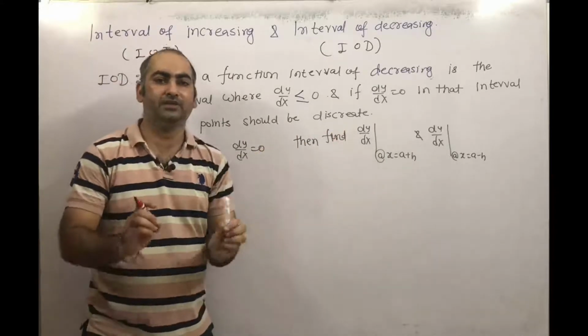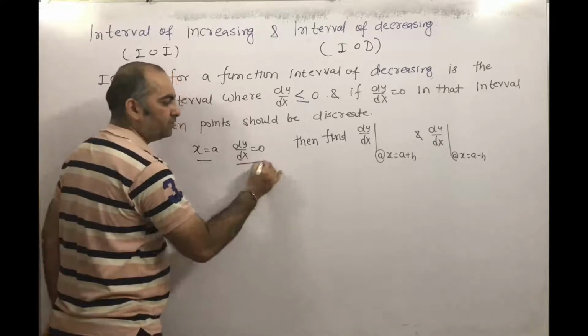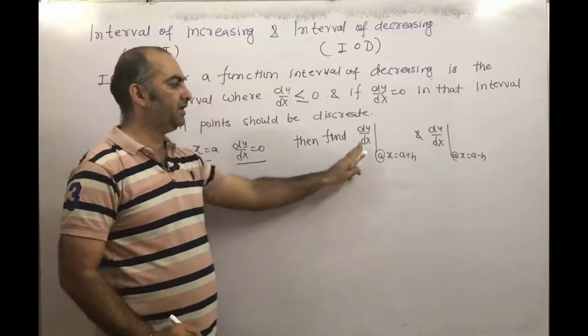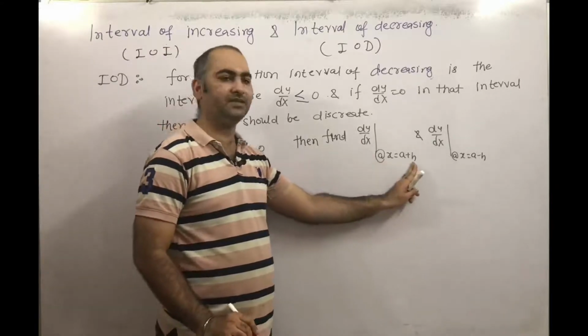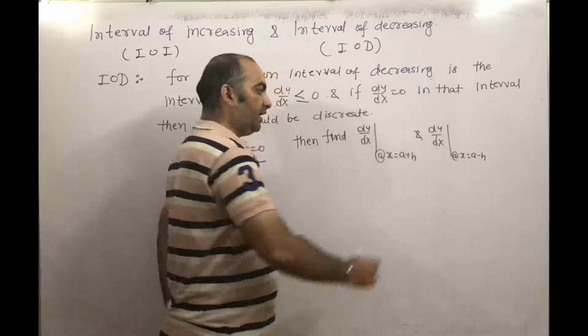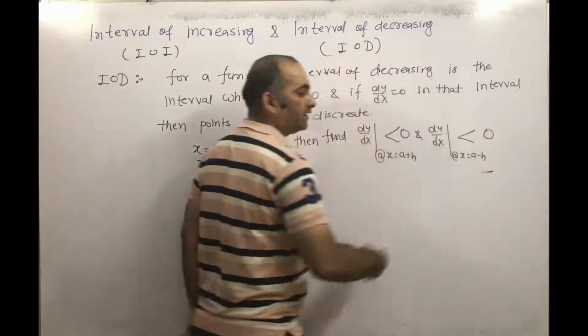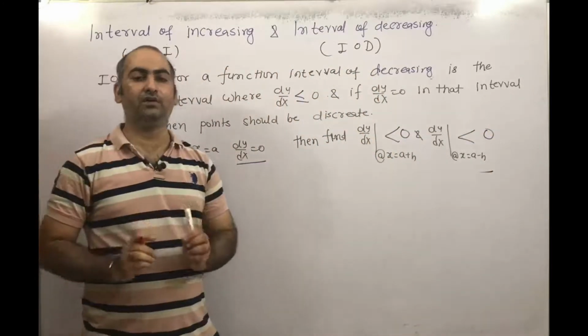And how to check whether discrete point is there or not? So here x equal to a, suppose dy by dx equal to 0, then we have to find dy by dx at x equal to a plus h and dy by dx at x equal to a minus h. Now here this should be negative and this also should be negative. Then we can say that interval is interval of decreasing.